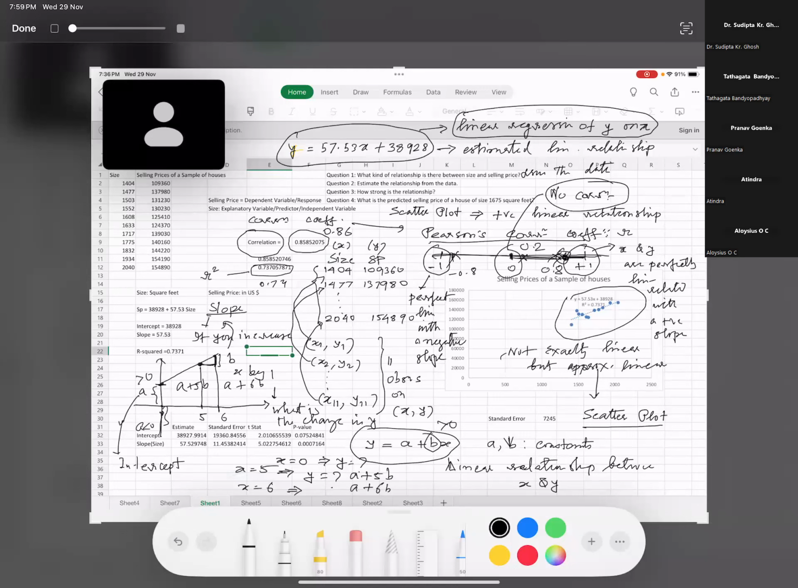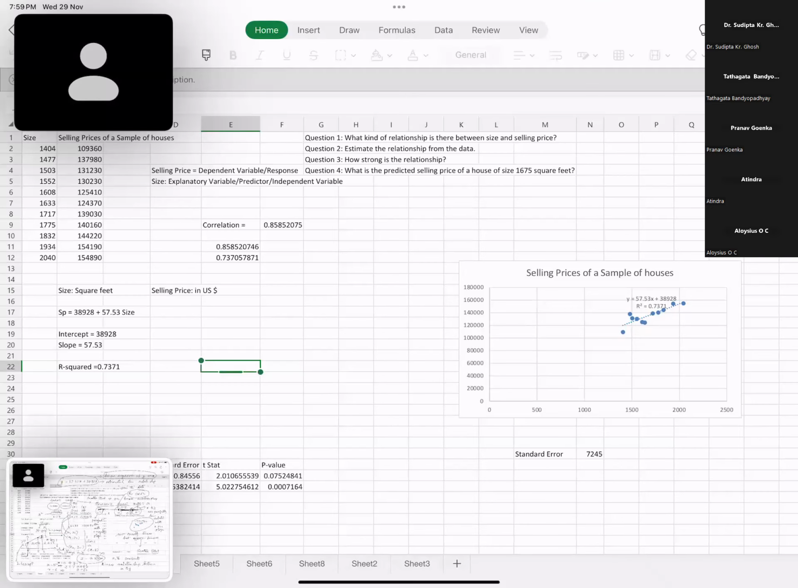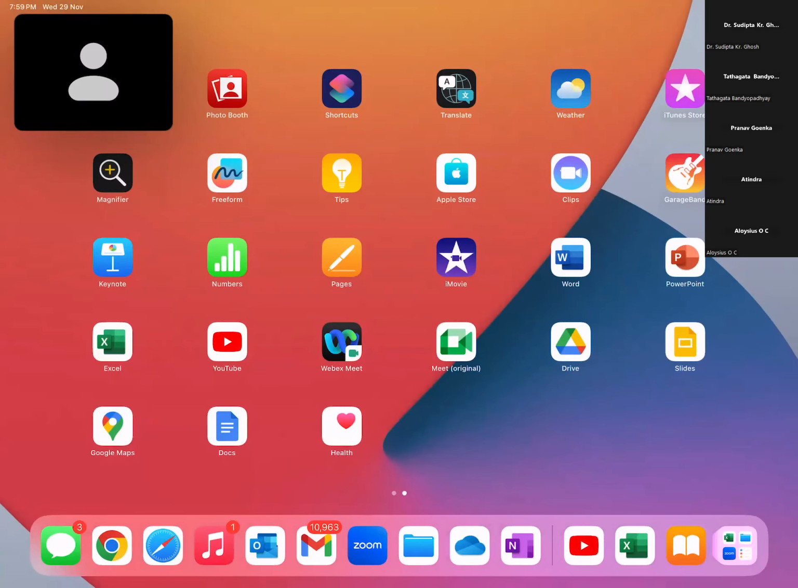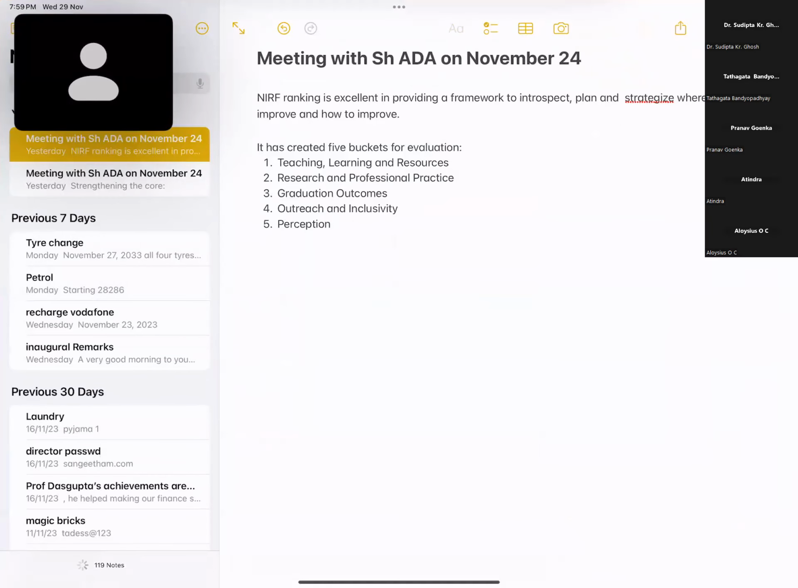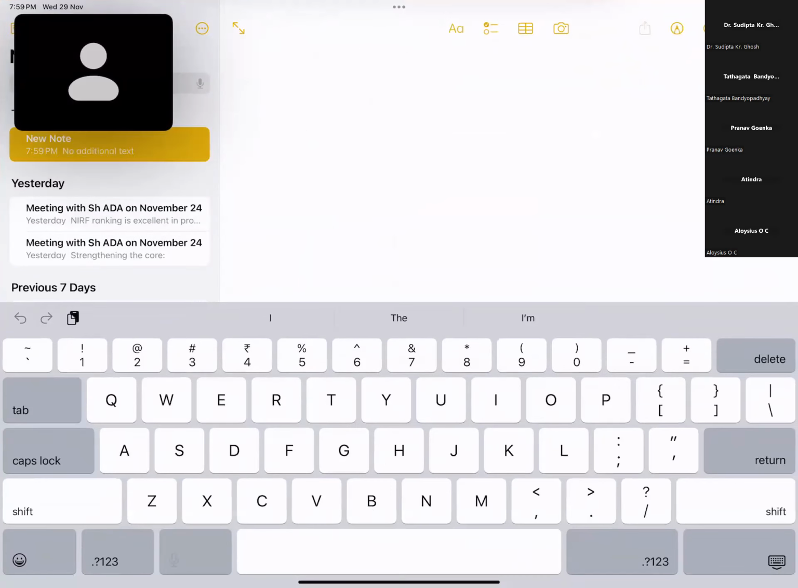So now I will focus on the question: estimate the relationship from the data. How do we estimate the relationship from the data? Let's do one thing. Let me use notes. Let's see.